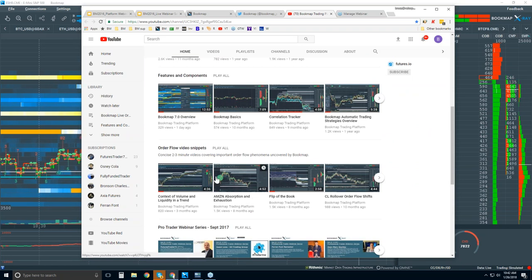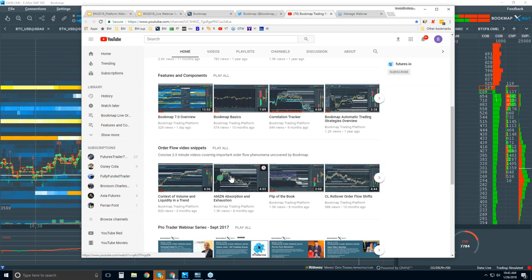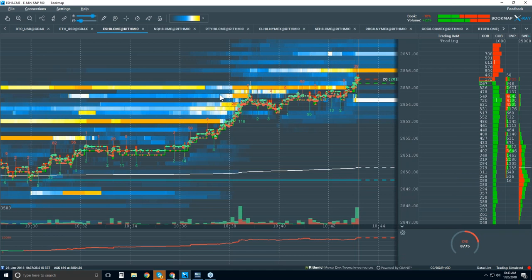Specific order flow phenomena nicely visualized by Bookmap, and this is where you're going to get the edge with your trading. Okay, all right, that's that. Let's take a look at Bookmap and see what's going on here.